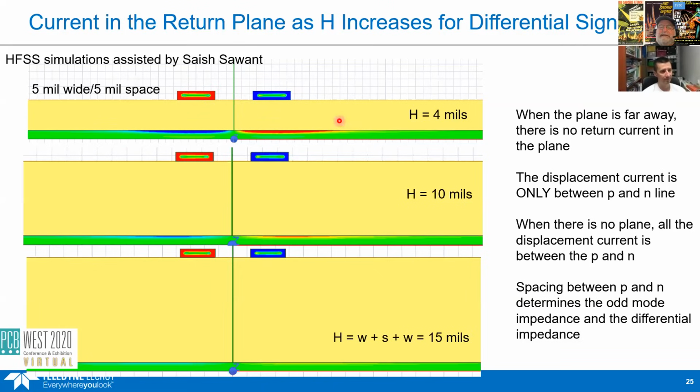And so it is not true that the return current of one line is carried by the other line. That, in fact, I think, is what many people imagine all the time. I'm going to add this to my list.